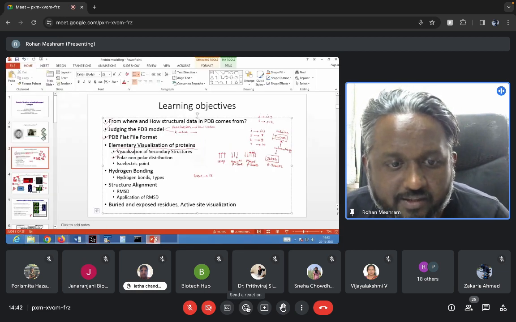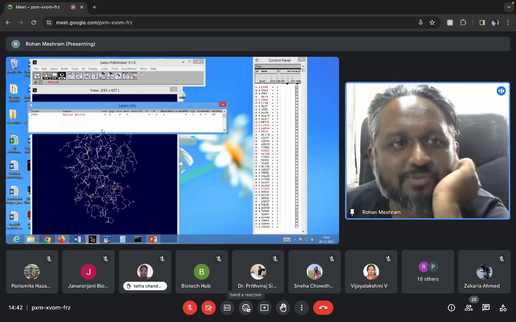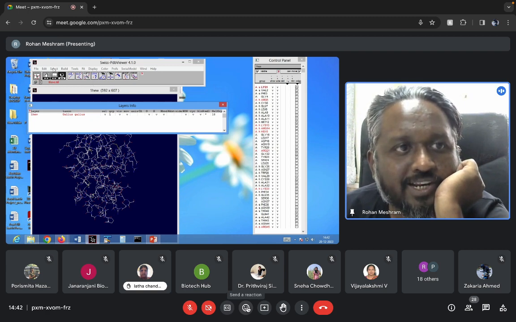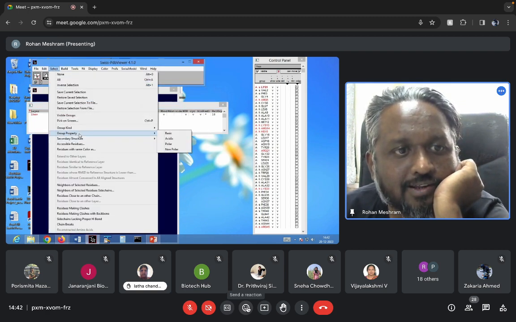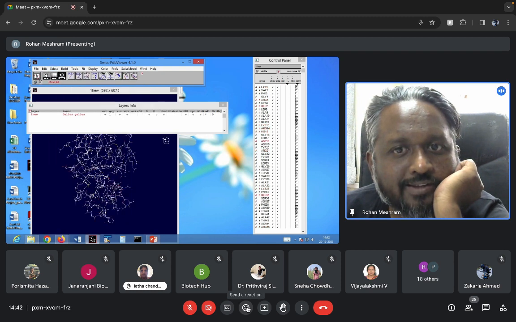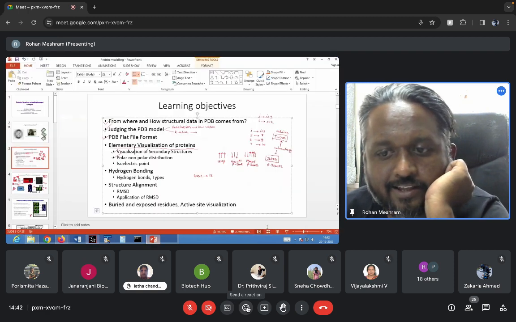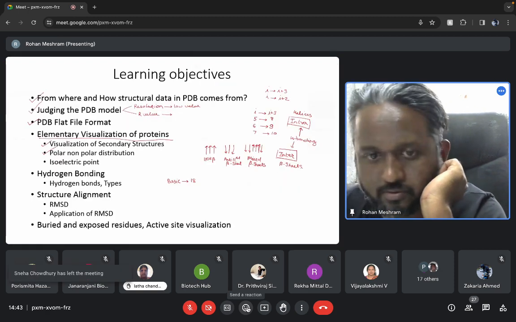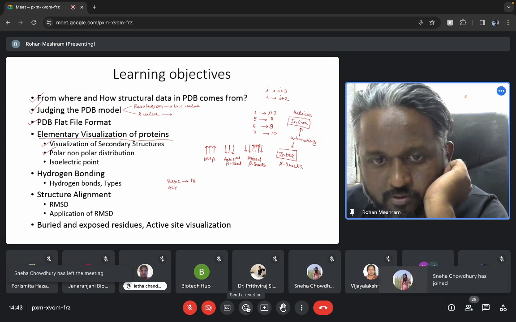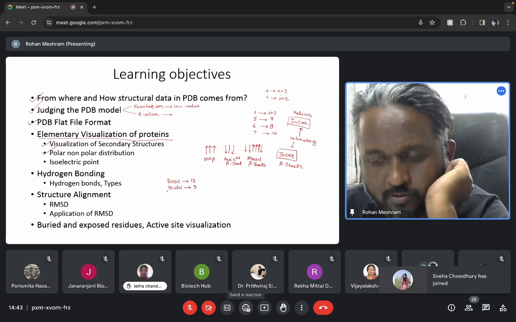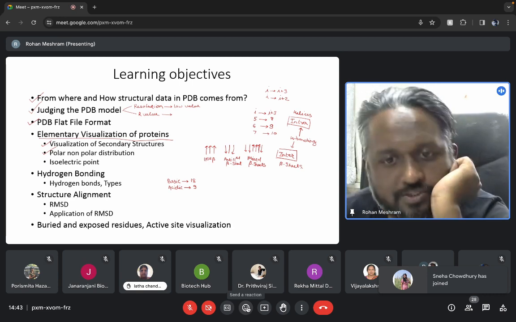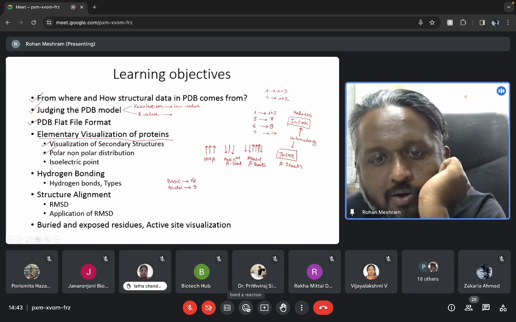Alright, we would do the same thing and try to see how many acidic amino acid residues are there, right? Again, go to select, group property and acidic. How many are there? There are 9. Again, let us note it down. So now, based on these two figures, the number of basic amino acid residues is, you can say, double the number of acidic amino acid residues.